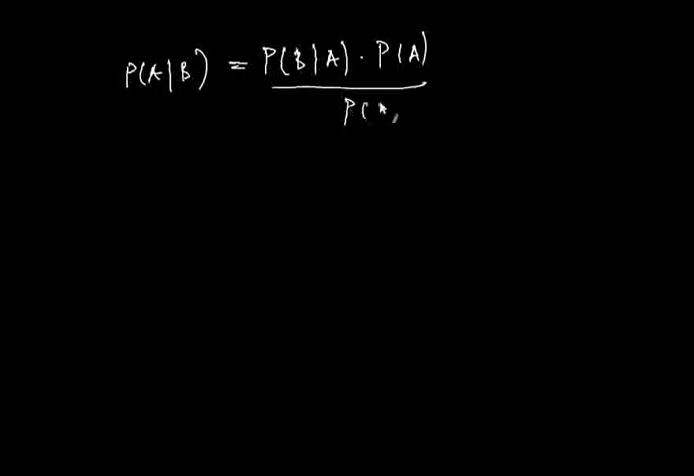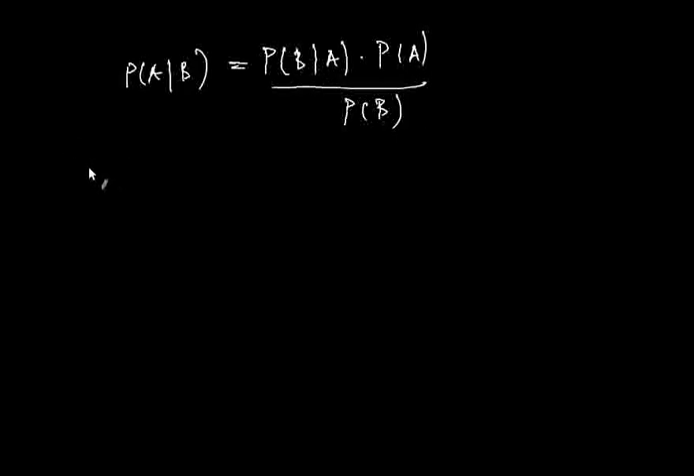So what is probability of A given B? Well, probability of A given B is simply probability of B given A multiplied by probability of A divided by probability of B, right? So we got three terms on the right hand side, and we'll need to find values for each one of them.